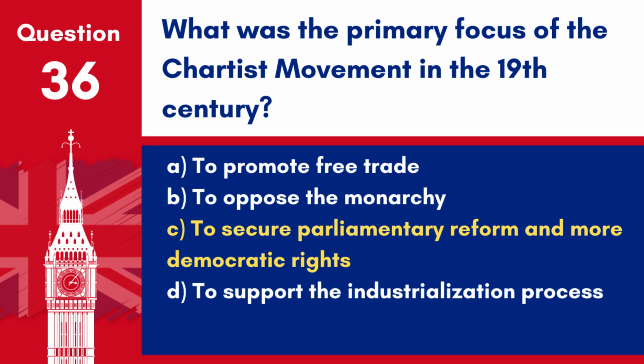Answer: C. To secure parliamentary reform and more democratic rights. The Chartist movement focused on securing a range of political reforms aimed at making the political system more democratic, including demands for universal male suffrage.